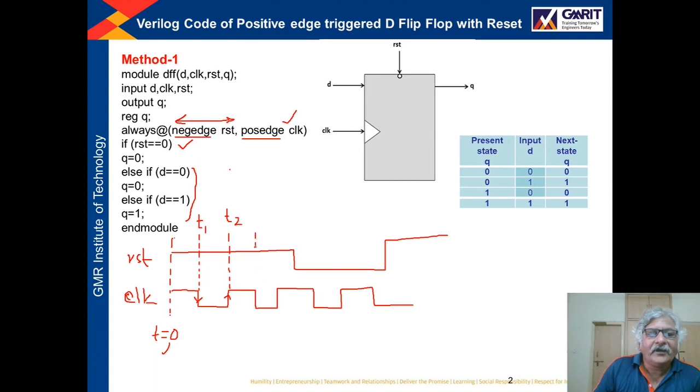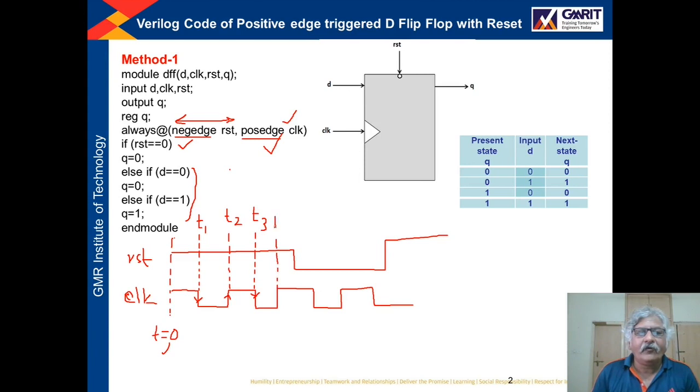Okay, now we see at time T3, RST is still 1, but the clock is changing from 1 to 0, and this is the negative edge. If a negative edge is detected, the always block will not activate, because the always block will be activated only under two conditions: if a positive edge is detected on clock, or a negative edge is detected on RST. So there is no change in the value of Q of the flip-flop. It will not operate.